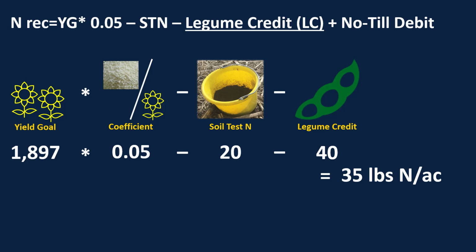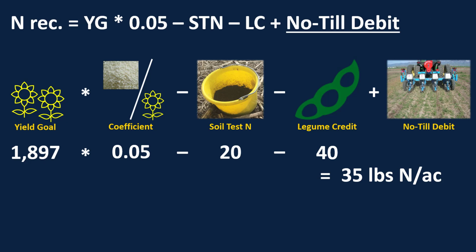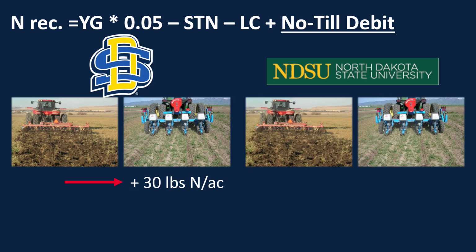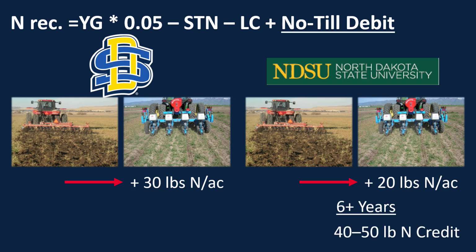So next, the last part of our equation, we're going to look at that no-till debit. So this is research that was done in South Dakota before I arrived here, and it looked at conventional tillage moving over to no-till, and it found that in general we need about 30 more pounds of nitrogen per acre to produce a crop. And in North Dakota they found a similar instance. However, they looked at about 20 pounds of N per acre. But a caveat in North Dakota is what they've seen is after about 6+ years of no-till, it actually turns around and starts being a credit of nitrogen to that crop, so we can actually reduce that recommendation.